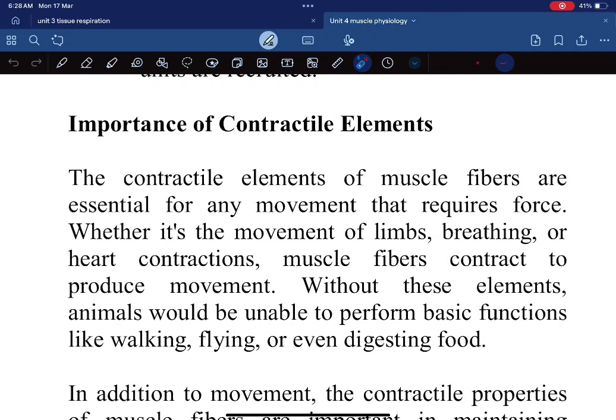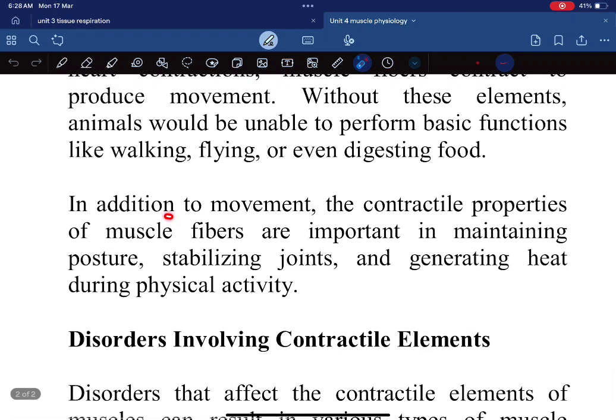The contractile elements of muscle fiber are essential for any movement that requires force, whether it's movement of limbs, breathing, or heart contractions. Muscle fibers contract to produce movement. Without these elements, animals would be unable to perform basic functions like walking, flying, or even digesting food. In addition to movement, the contractile properties of muscle fiber are important in maintaining posture, stabilizing joints, and generating heat during physical activity.